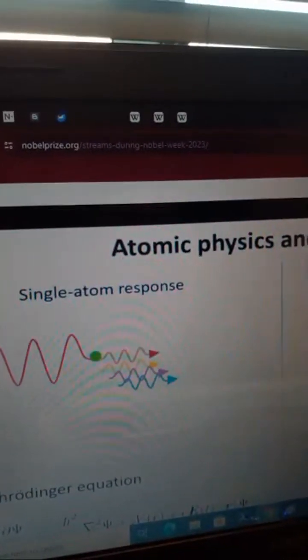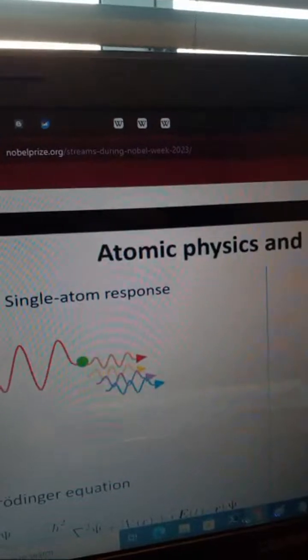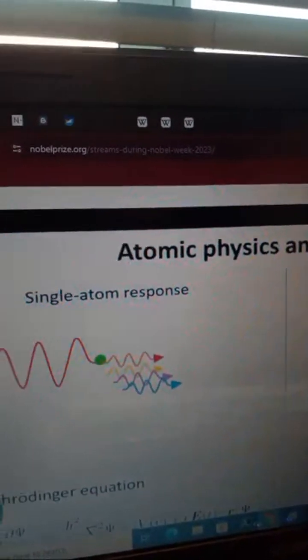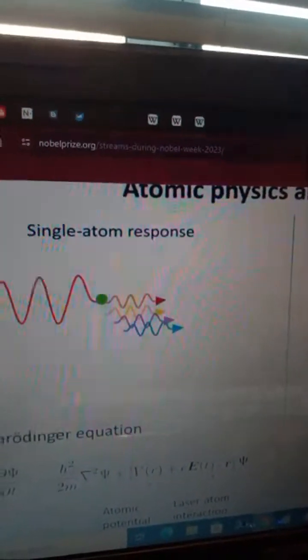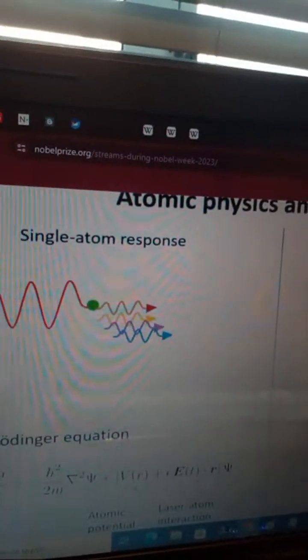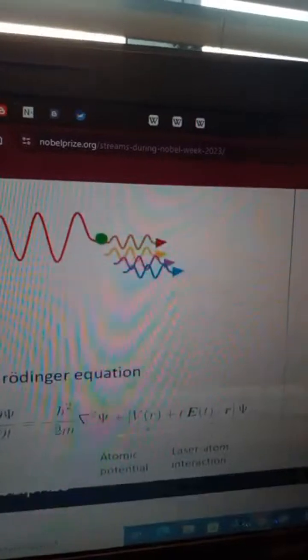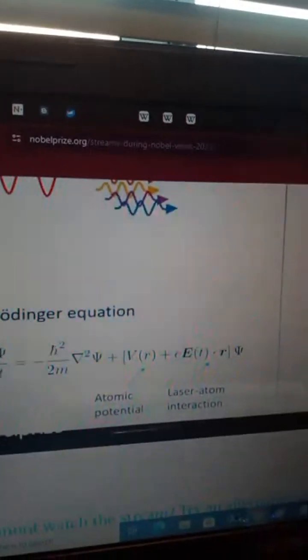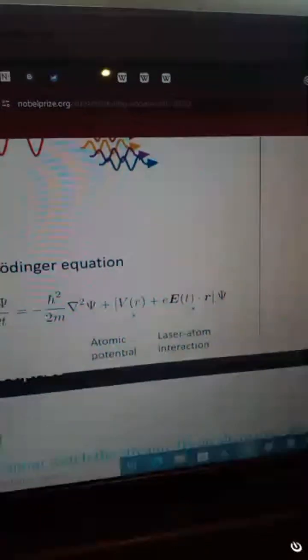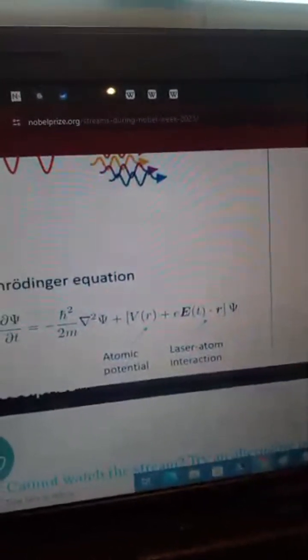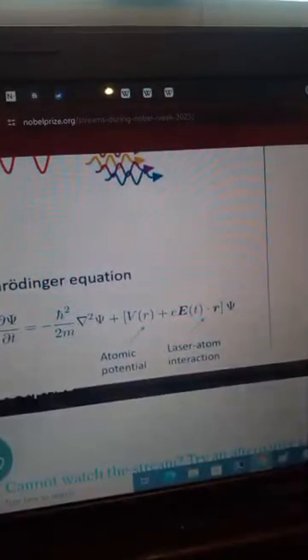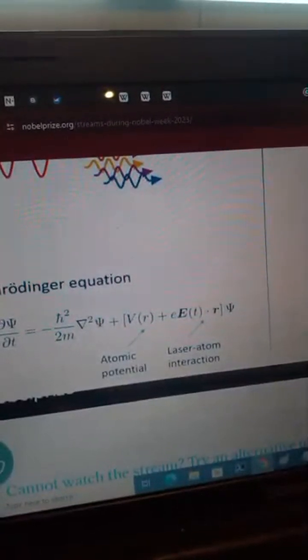Atomic physics is the description of the response of an atom to the laser field, and here we are in the quantum world. This is described by a Schrödinger equation that you have here, where you have the atomic potential and the laser atom interaction. In this problem, we can describe the laser field classically, and we use the dipole approximation.